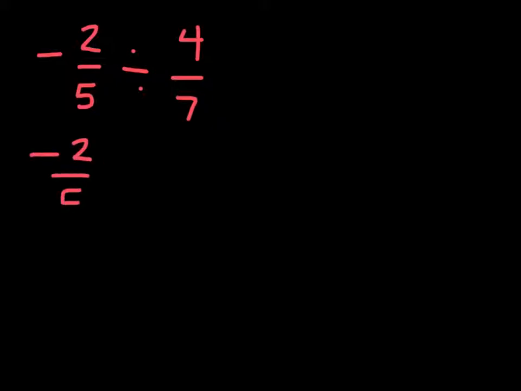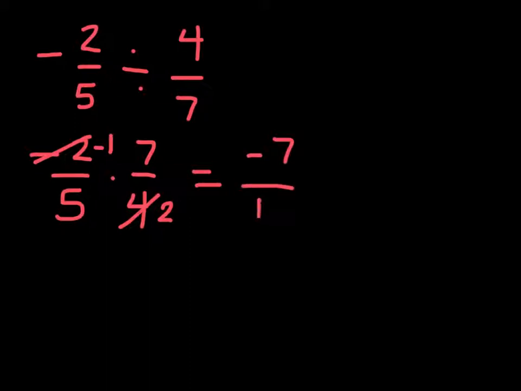All right, let's work out an example problem together. We have -2/5 divided by 4/7. Our first step is to multiply by the reciprocal: -2/5 times 7/4. We are able to cross reduce here, giving us -1 and 2. So -1 times 7 will be -7, and 5 times 2 is 10. So our answer is -7/10.